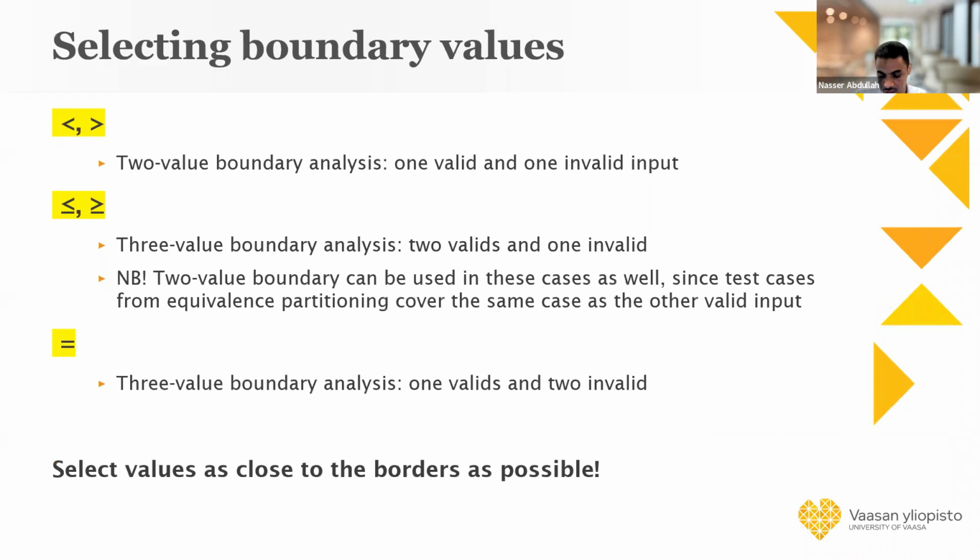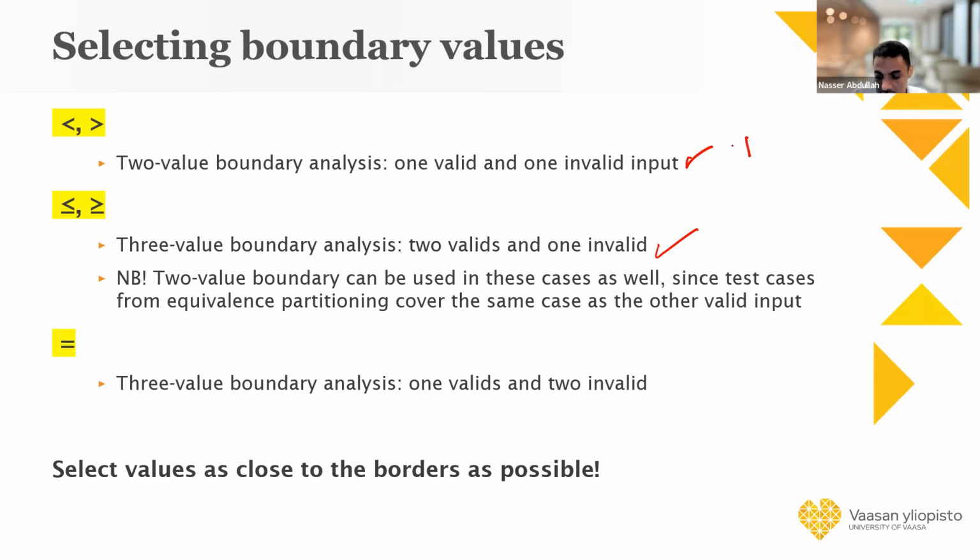Here are the notations used for boundary value. When we have, for example, greater than or less than without equal, we have two values to be tested. If we have greater than or equal, or less than or equal, we have three values to be tested. Let's see an example.